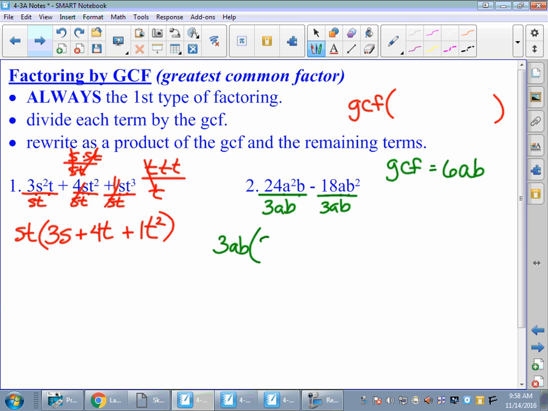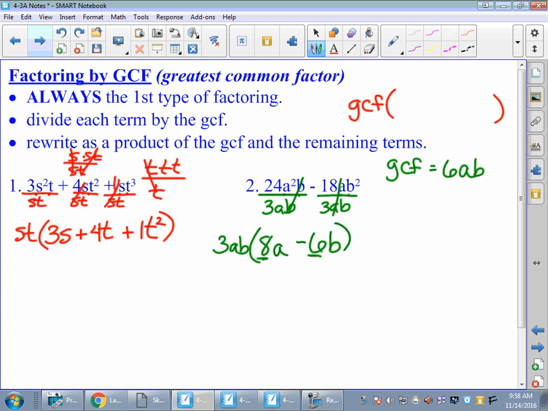24 divided by 3 is 8. The A's cancel, leaves me with an A, and the B's cancel out. So I have 8A left over. Negative 18 divided by 3 is a negative 6. The A's cancel out, and then I have B squared over B, which will leave me with a B. So when I look at this, I did take out a common factor, but just like our factor trees, 3AB is done, but if you look at the remaining factor, 8A minus 6B, they have something in common. I could take more out. And we know this because we actually know the true GCF is 6AB.